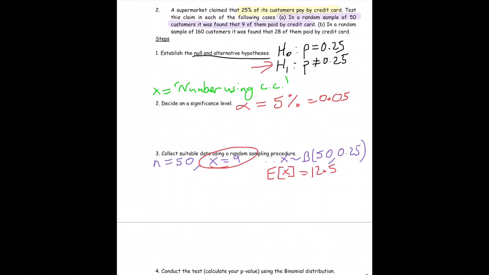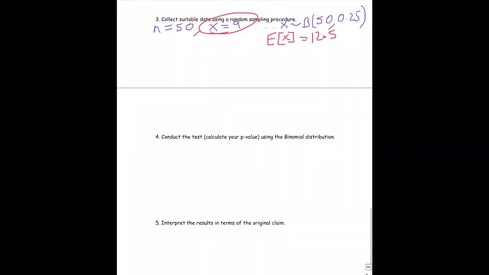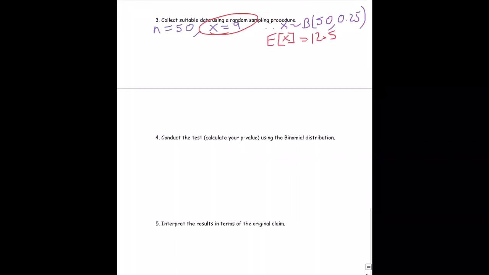So if the supermarket are wrong in their claim that 25% of people use credit card, then it's actually because they're too high, that we should be expecting less. But we only know that now, so we can't change our H1. We know that now, that we should have been expecting less, because it's actually a smaller value than what I was expecting. But actually, it may not actually be that far away from 12.5. 9 might be fairly standard. You don't know. So we will then conduct our test and evaluate our findings.